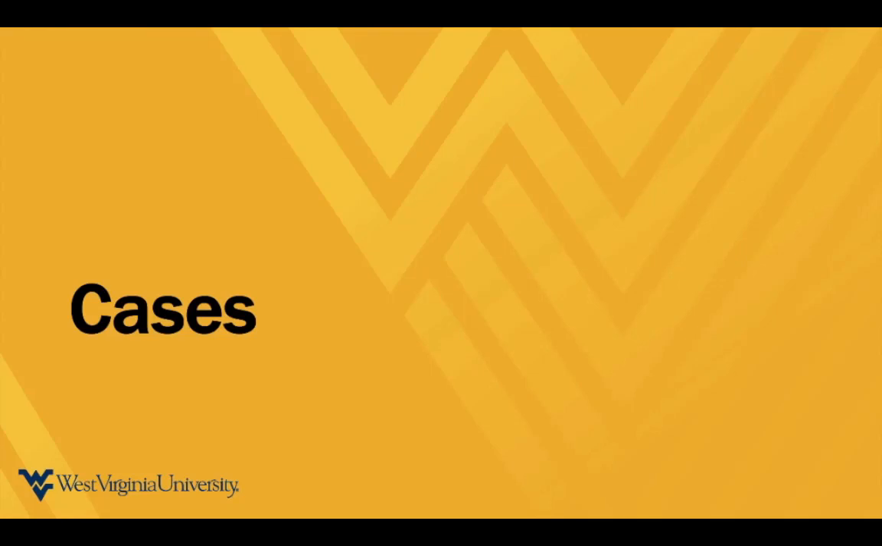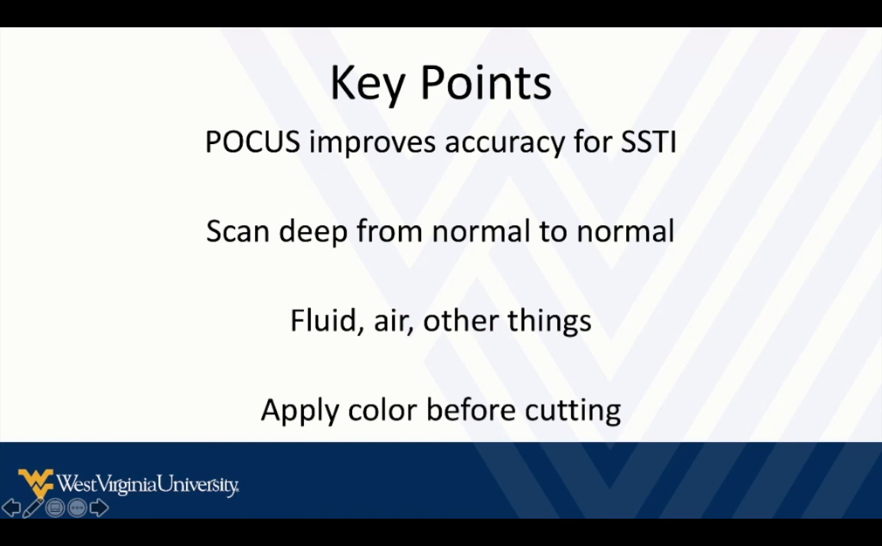So with all those things, let's take a look at a few of the cases that we talked about at the beginning. So of course, before we do that, we'll repeat the key points. Point-of-care ultrasound is going to make you more accurate at diagnosing these skin and soft tissue lesions. Always scan deeper in the tissue than you think you need to be and go from normal tissue through the area of concern to normal tissue again.